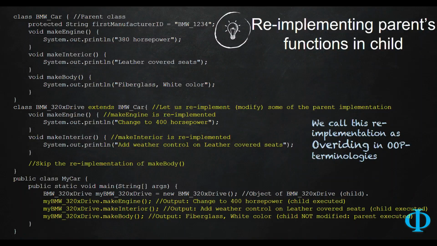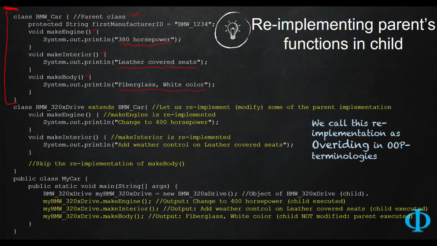So here in this slide, you can see an example of polymorphism. For the sake of easy understanding, I am using the same parent class that we have used before. That is our BMW car class, which is our parent class, or you can call it a base class. And it has three different functions. The first one is make engine, which is printing 380 horsepower, then a make interior function which is printing leather covered seats, and finally a make body function which is printing fiberglass and white color.